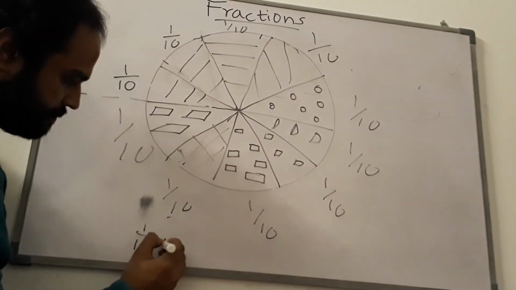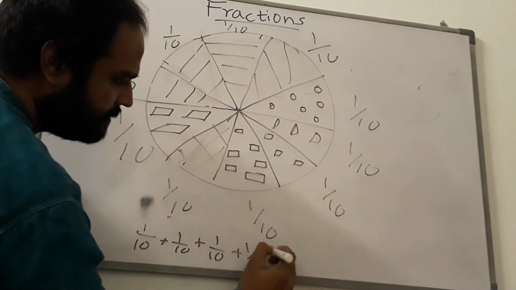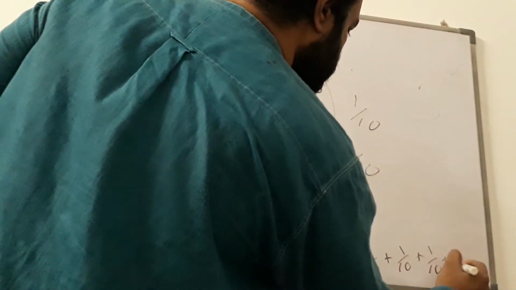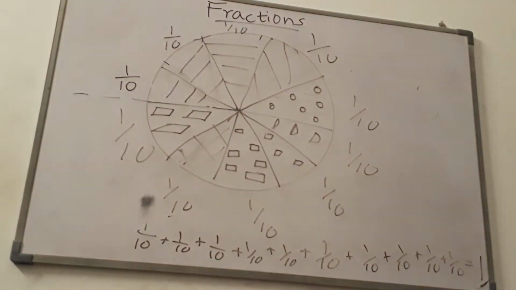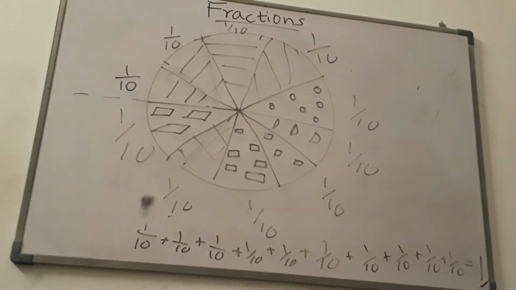So we can write 1/10 plus 1/10 plus 1/10 plus 1/10 plus 1/10 plus 1/10, 1, 2, 3, 4, 5, 6, 7, 8, 9, 10. 10 tenths means a complete whole. 10 tenths means one complete block. Keep it in mind.